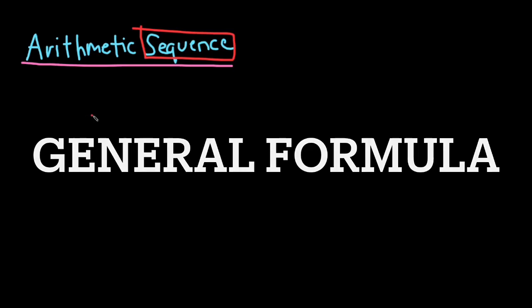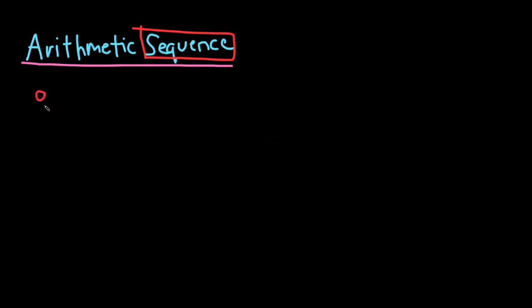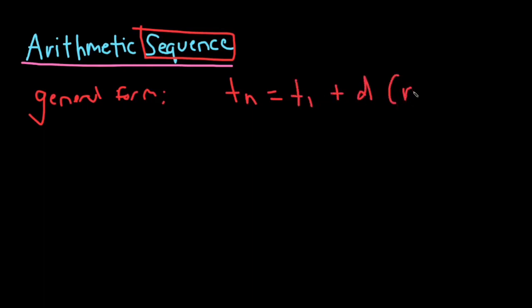The general formula of it. So the general formula is written as: term of any number is equal to the first term plus common difference, times the number of anything in the sequence, take 1.